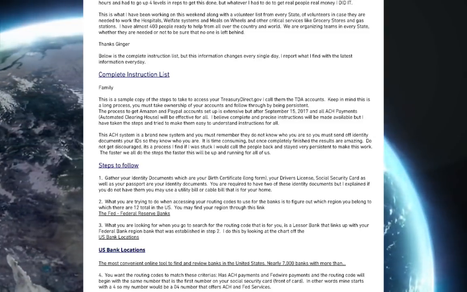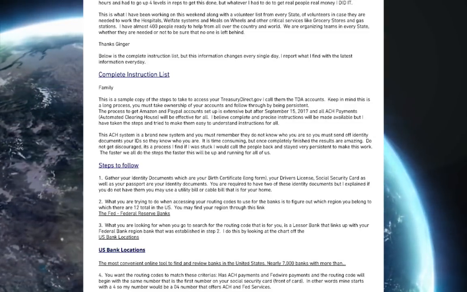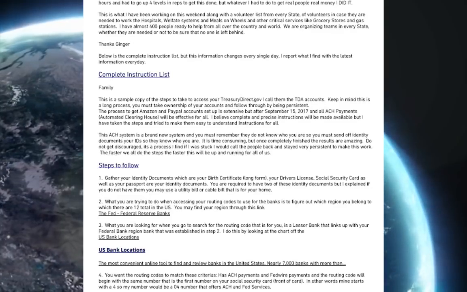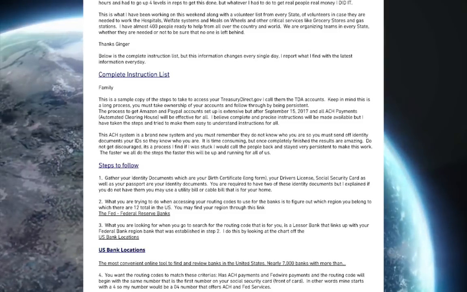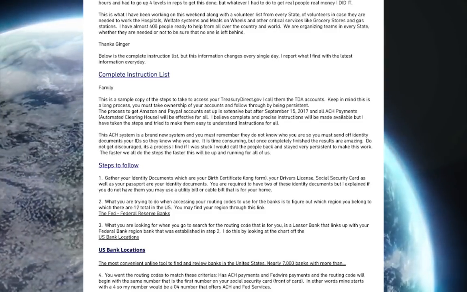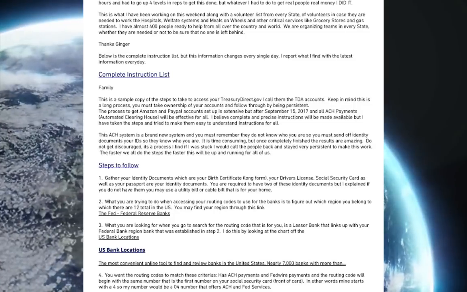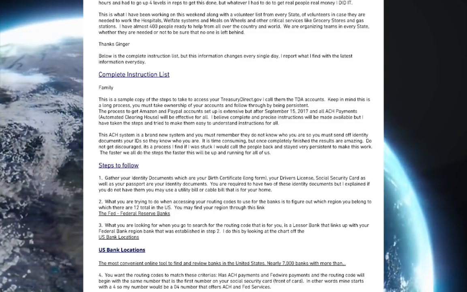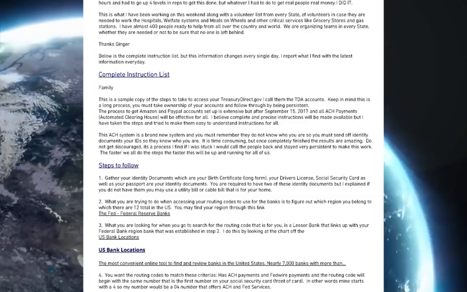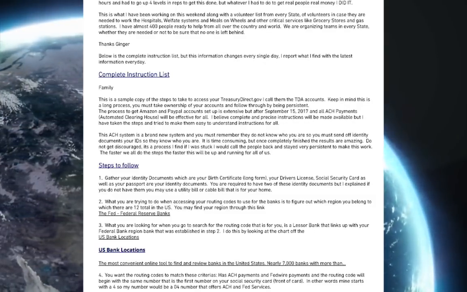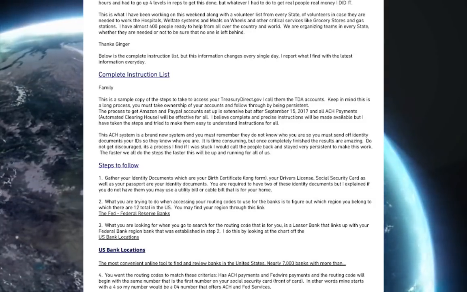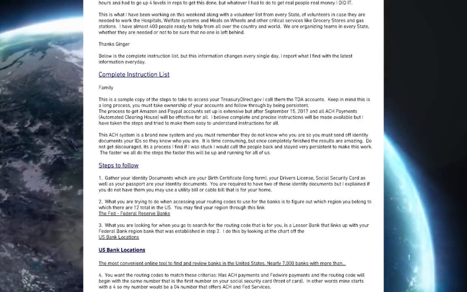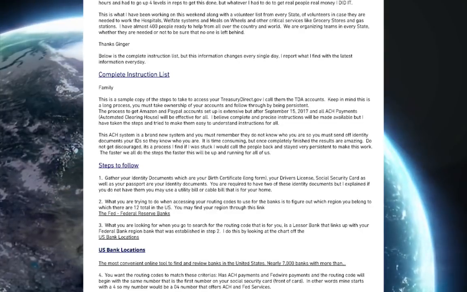Family. This is a sample copy of the steps to take to access your Treasury Direct Gov account. I call them the TDA accounts. Keep in mind this is a long process. You must take ownership of your accounts and follow through by being persistent. The process to get Amazon and PayPal accounts set up is extensive, but after September 15, 2017, all ACH payments, automated clearinghouse, will be effective for all.